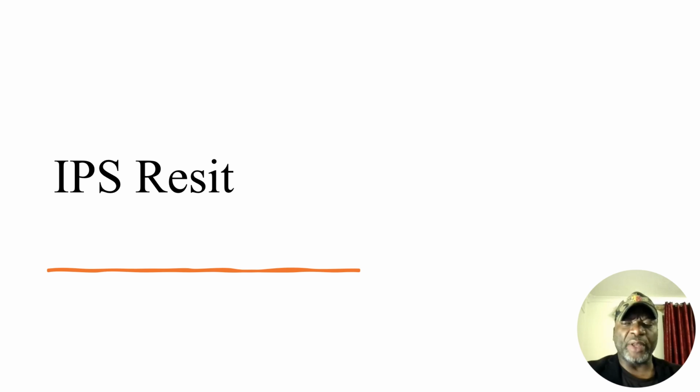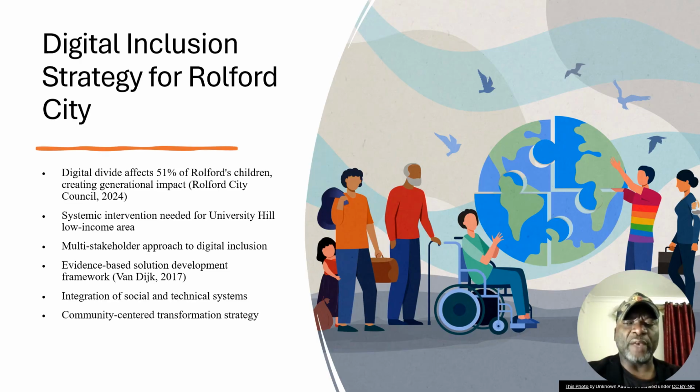Today, I'm presenting a comprehensive strategy to address the digital divide in Rockwell City, particularly focusing on our University Hill area. Our data shows that 51% of Rockwell's children are affected by digital poverty, creating a generational impact that we must address immediately. What I'll present today is not just another initiative, but a systemic, evidence-based approach that brings together multiple stakeholders to create lasting change in our community.